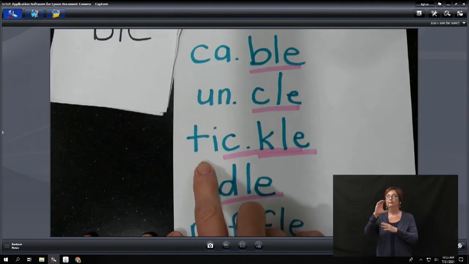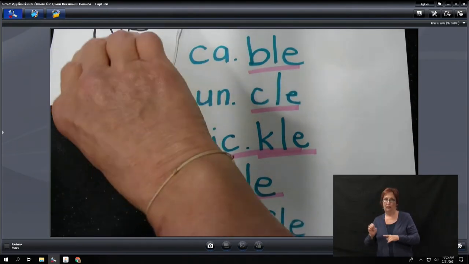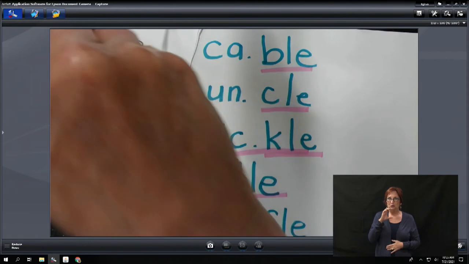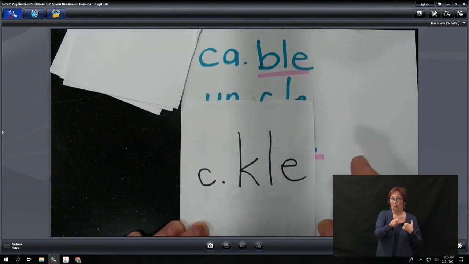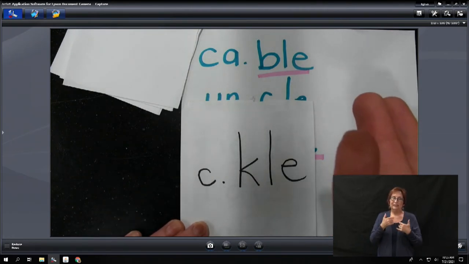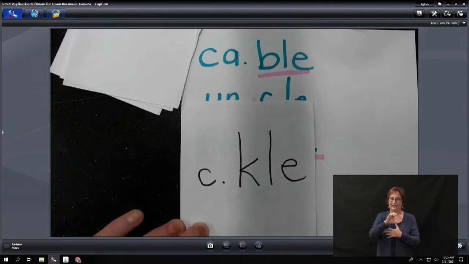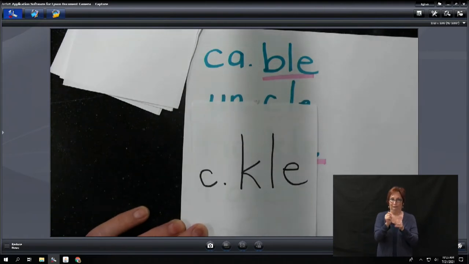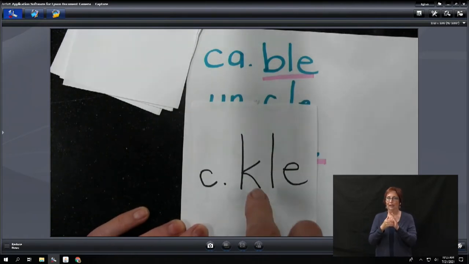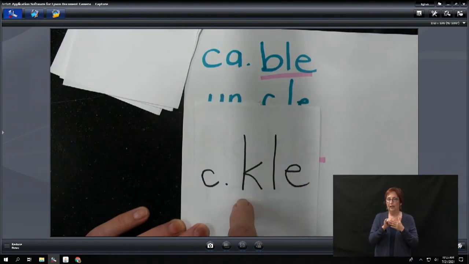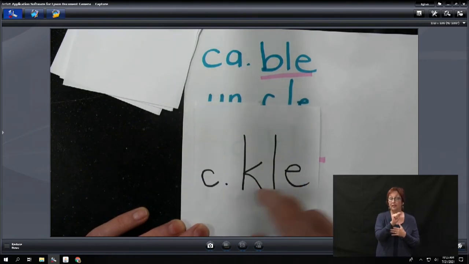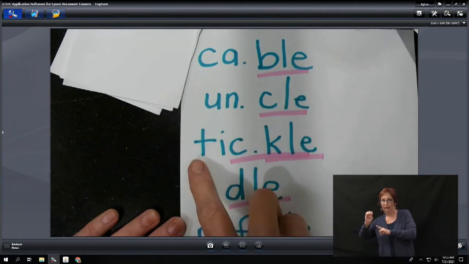Now, this one's kind of strange because you notice I put a dot there, and typically you would not break apart CK, right? You're going to keep CK together. But again, as I said, in OG, we teach patterns. And so we want them to remember that it's a consonant LE, so I'm going to break it right before there for them. So I have the word tickle.